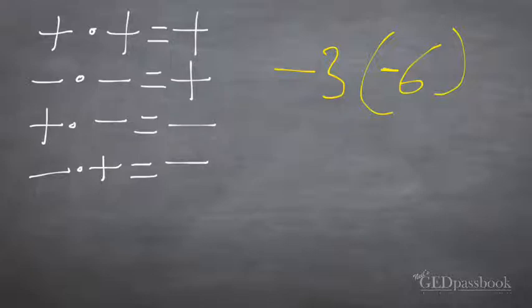Well, how do you solve integers with multiplication? Easy. Ignore the signs, you guys. Just do the operation of the numbers. What is 3 times 6? Then you go back and you ask yourself, a negative times a negative is what? Guess what? That's your answer, 18. That's how simple it is.